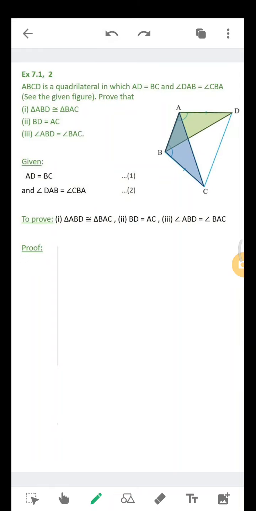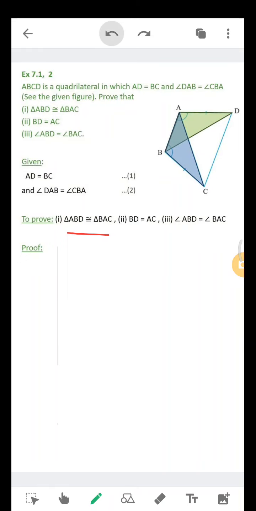We'll write the RTP, that is, required to prove, or we can write to prove. So these are the things which we have to prove. These two things are given in the question only. So in every problem you must write given and to prove, because this will also give you marks. This will be of 1 mark.